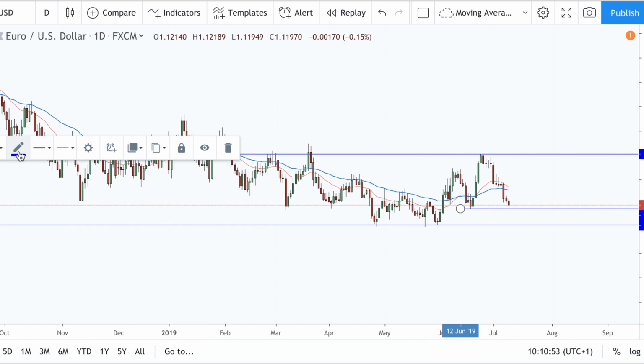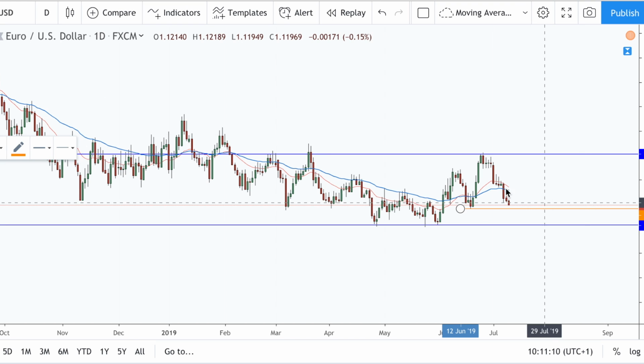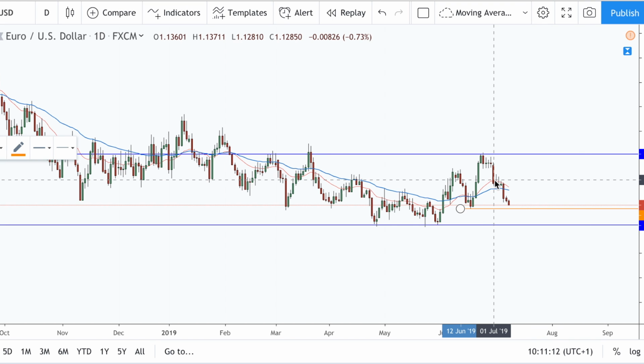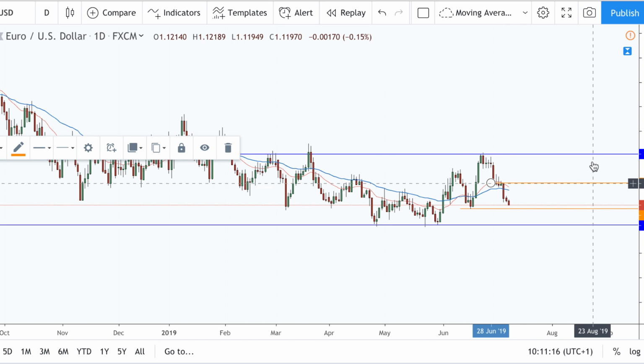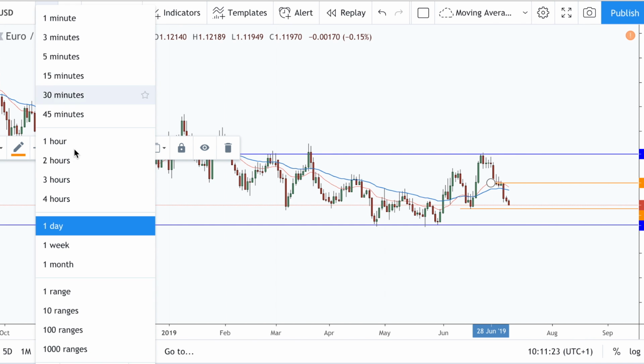I'm going to change this to orange. Okay, that's the swing low there. And you can see that this level here, where we were stopped and we had the rejections, I'm going to use this as my daily level. Right, so now we've got the weekly, the daily, and then you can obviously move down to the 4-hour time frame.